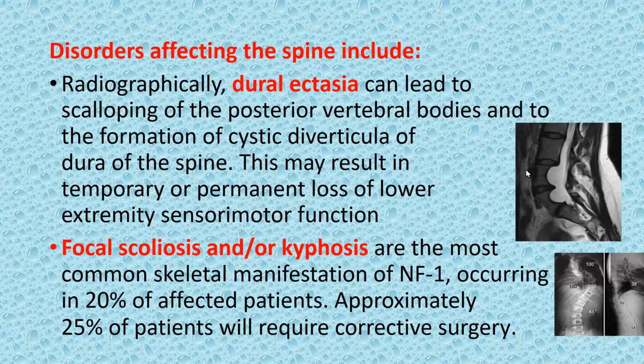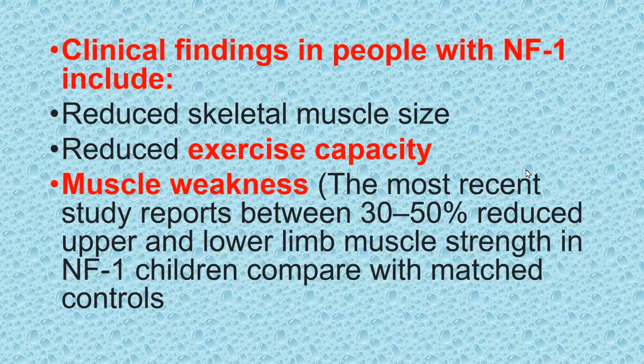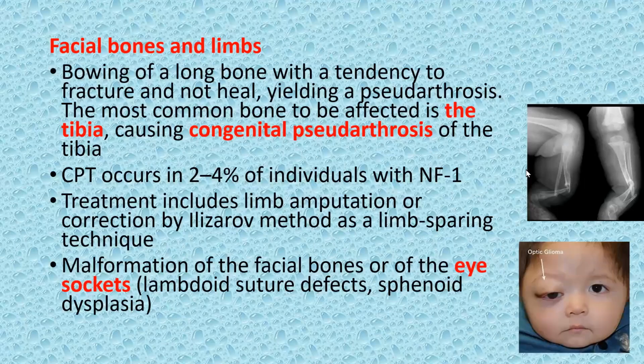Focal scoliosis and kyphosis are the most common skeletal manifestations of neurofibromatosis 1, occurring in 20% of patients. And around 20 to 25% need surgery. The clinical findings in people with neurofibromatosis 1 include reduced skeletal muscle size, reduced exercise capacity, and muscle weakness. The most recent study reports 30 to 50% reduced upper and lower limb muscle strength in neurofibromatosis 1 children compared with matched controls.